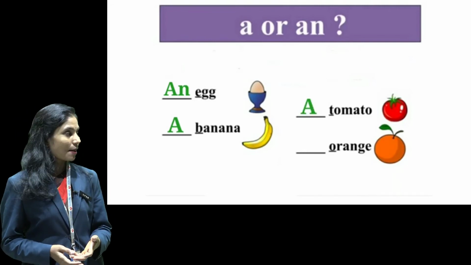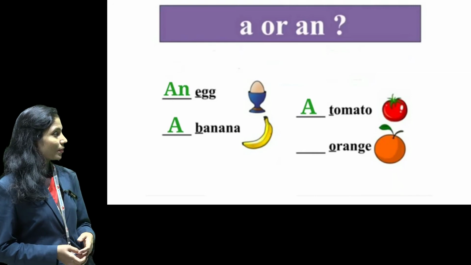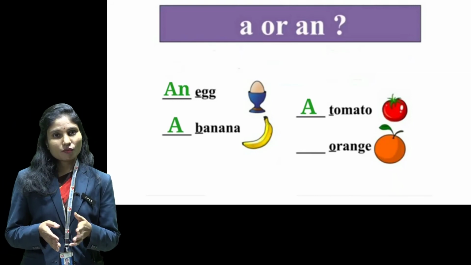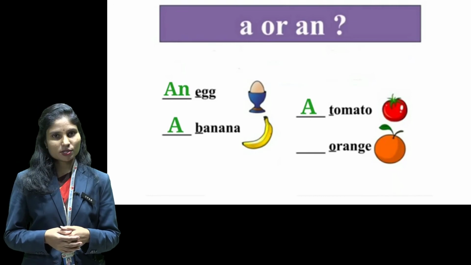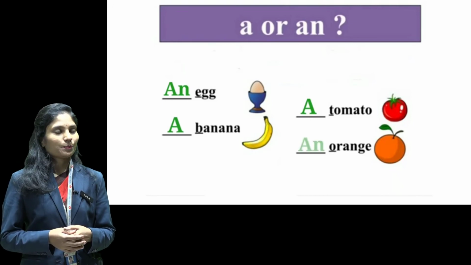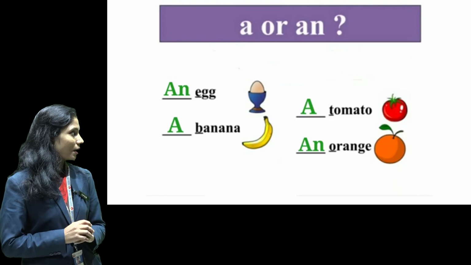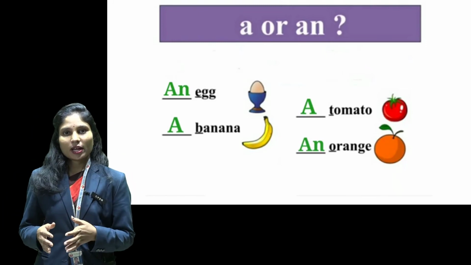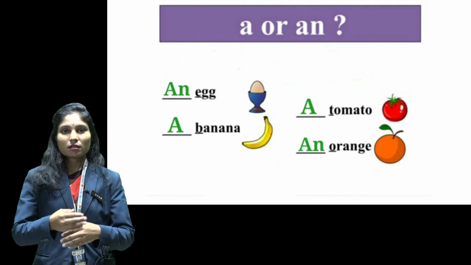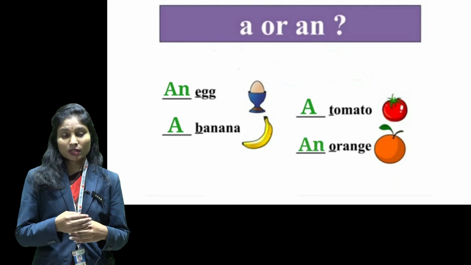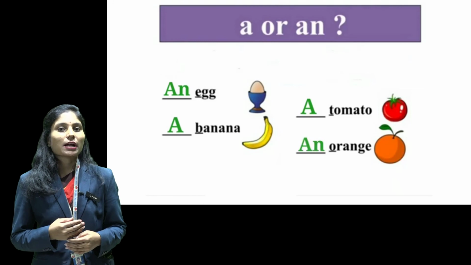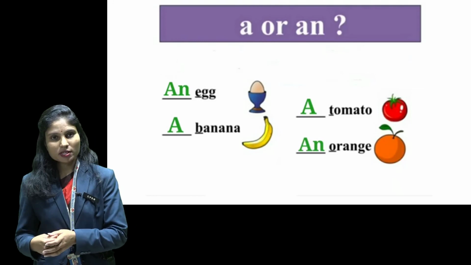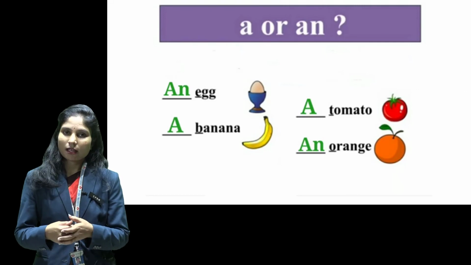And the last example is orange. The first letter of orange is O, which is a vowel sound. So here we use article an: an orange. Here we come to know that if the naming word starts with a consonant sound, we use article a, and if the naming word starts with a vowel sound, we use article an.